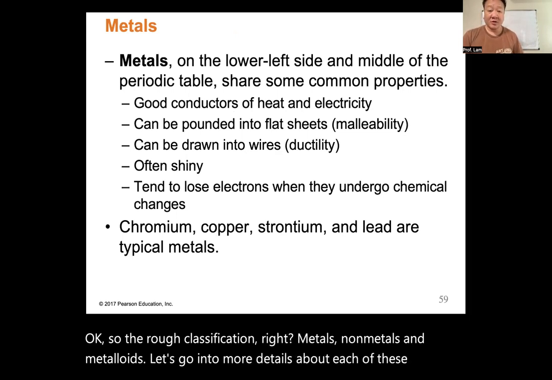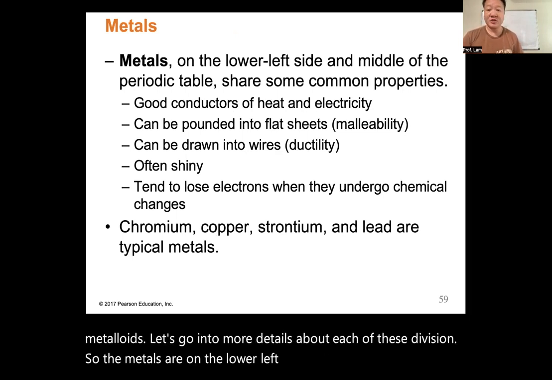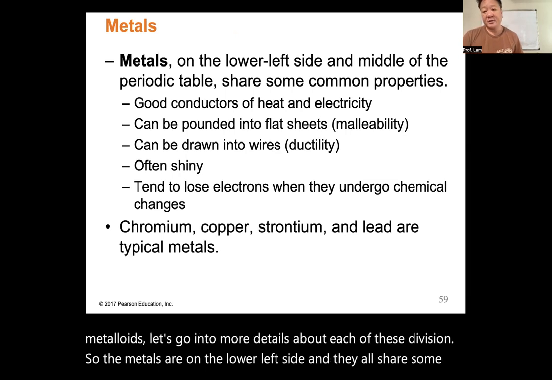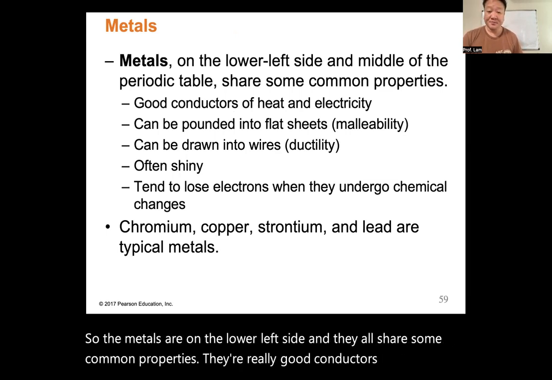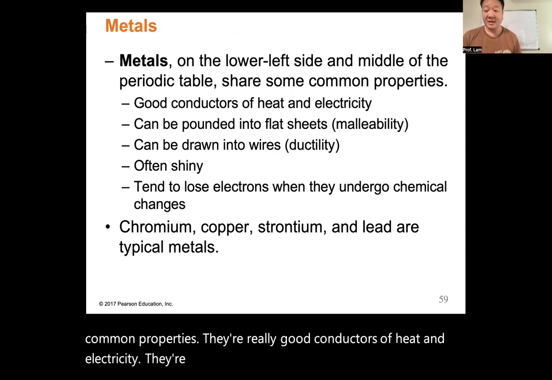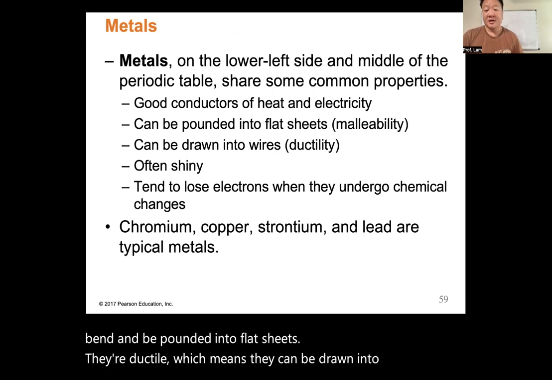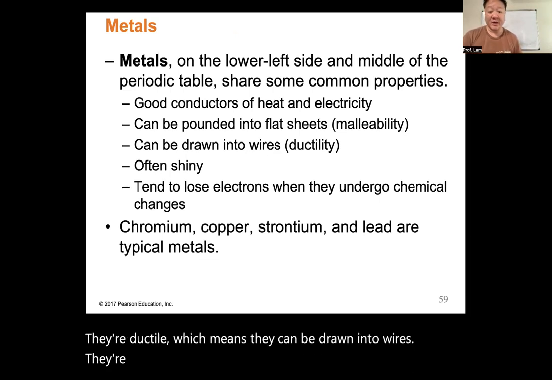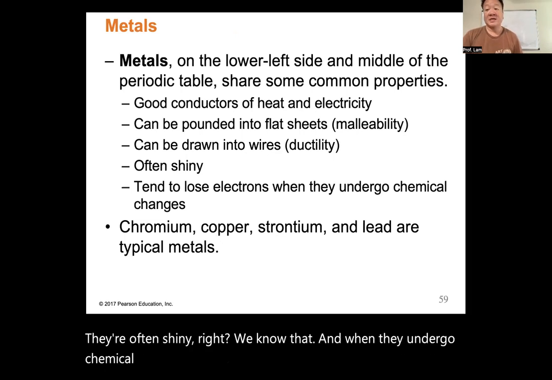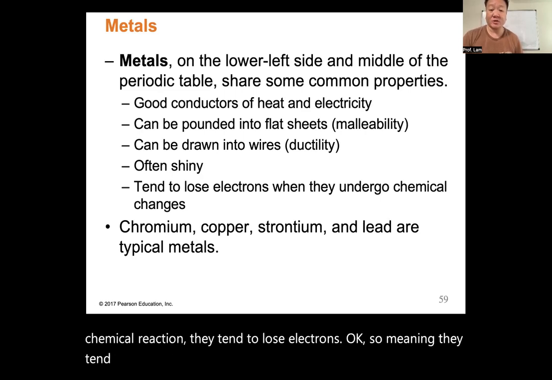So the metals are on the lower left side, and they all share some common properties. They're really good conductors of heat and electricity. They're malleable, which means they can bend and be pounded into flat sheets. They're ductile, which means they can be drawn into wires. They're often shiny, right? We know that. And when they undergo chemical reactions, they tend to lose electrons, meaning they tend to become cations, aka positive.